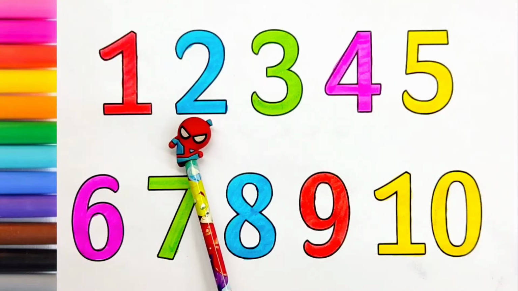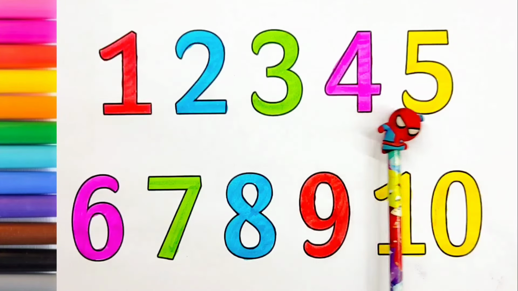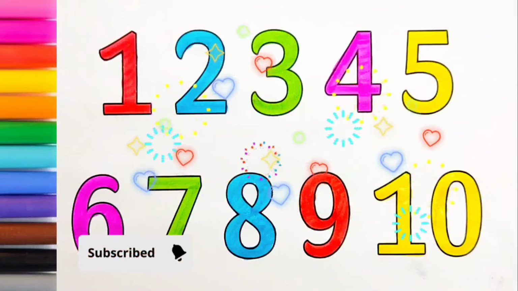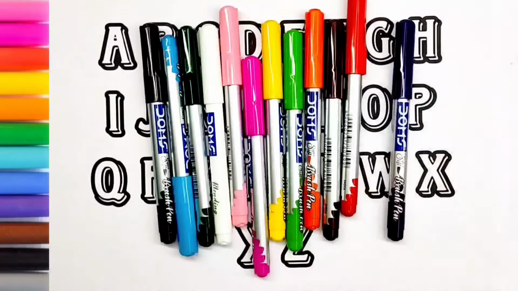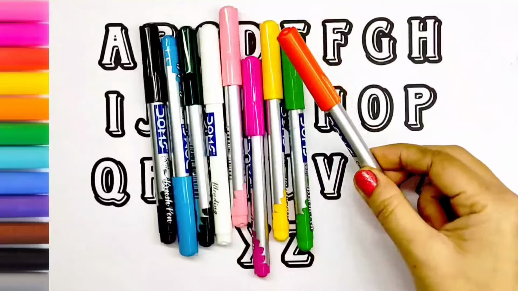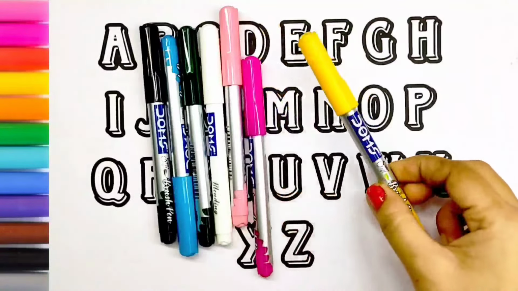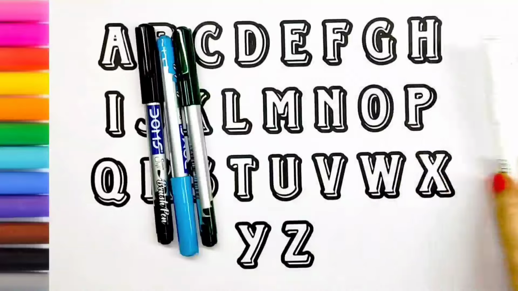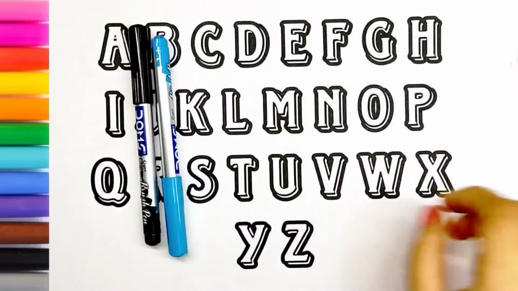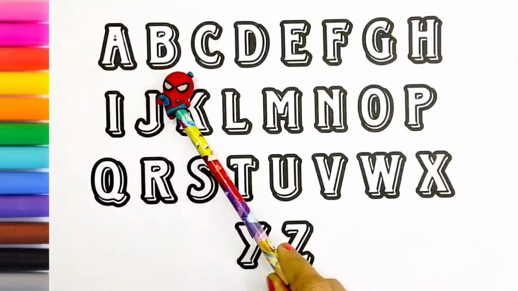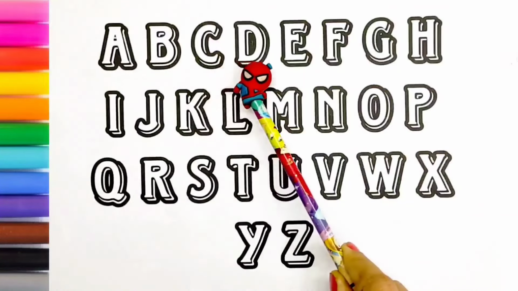One, two, three, four, five, six, seven, eight, nine, ten. Gray color, purple color, red color, brown color, orange color, light green color, yellow color, pink color, peach pink color, white color, dark green color, sky blue color, black color.